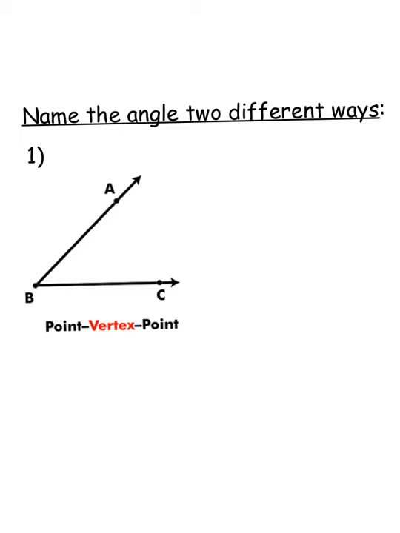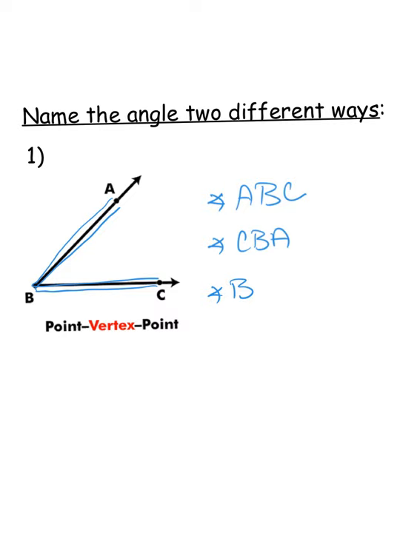If we look at number 1, again, quick review. It says name the angle in 2 different ways. We can call this angle A, B, C because we trace from A to B to C. We can also call this angle C, B, A because we can trace in the opposite direction from C to B to A. Technically, because there's only one angle in this picture, we can also call it angle B. And if you're a little lazier, you can put a little 1 there, and we can call that angle 1.